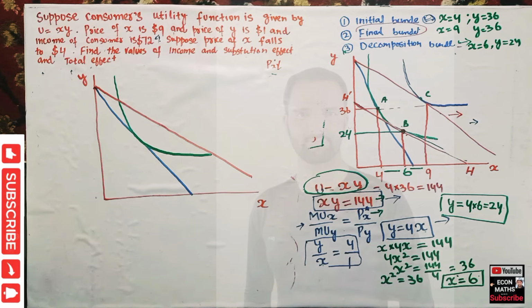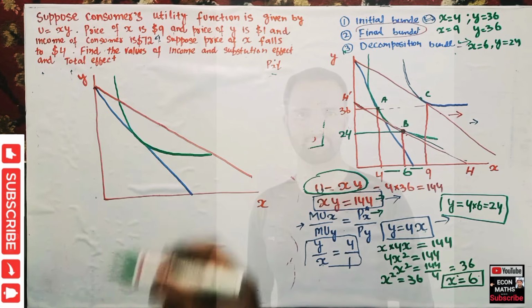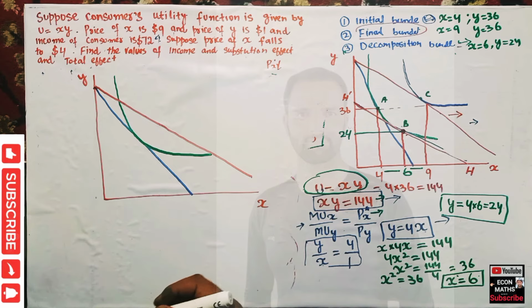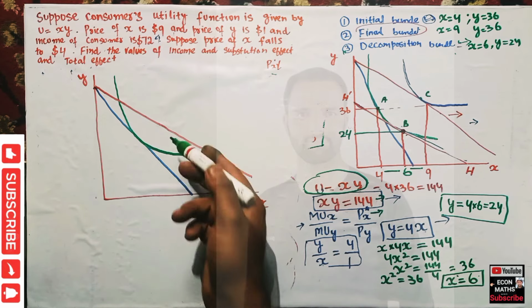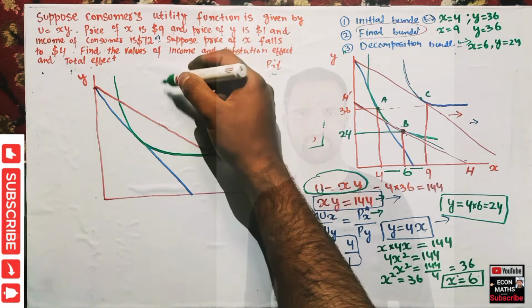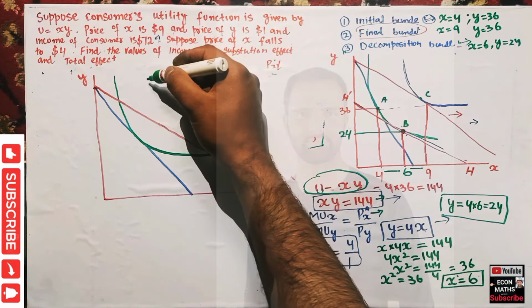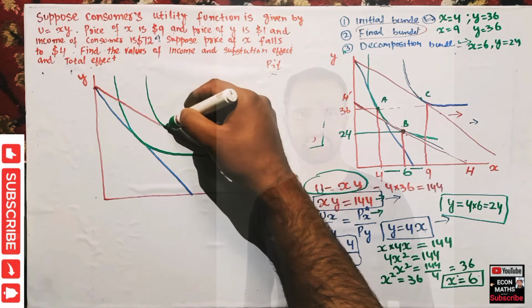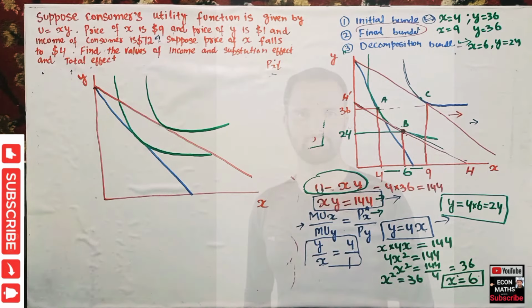Now the consumer will try to reach a point on this new budget line where the new indifference curve is tangent to the new budget line. Let's draw this indifference curve like this. Okay, this is our new indifference curve. After that, what we need to find is the consumption bundle. How do we find the consumption bundle?